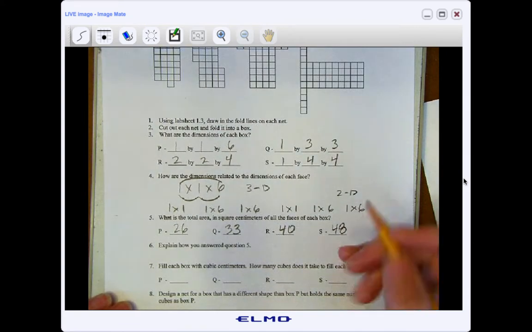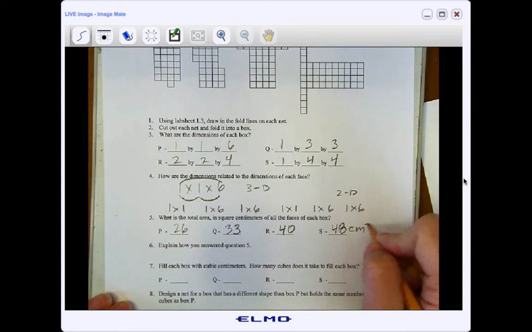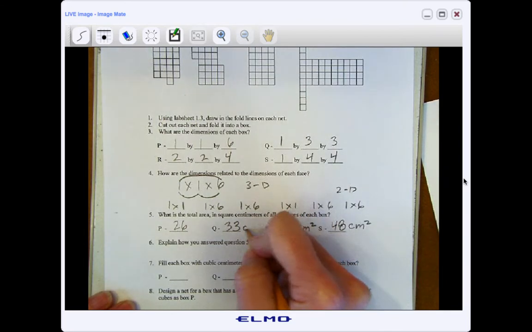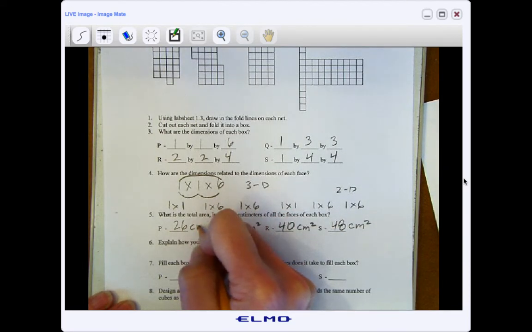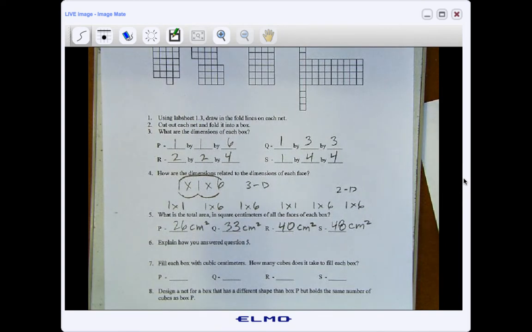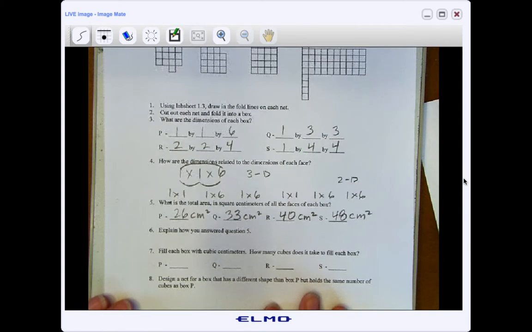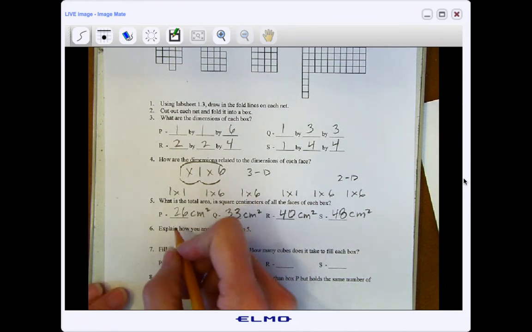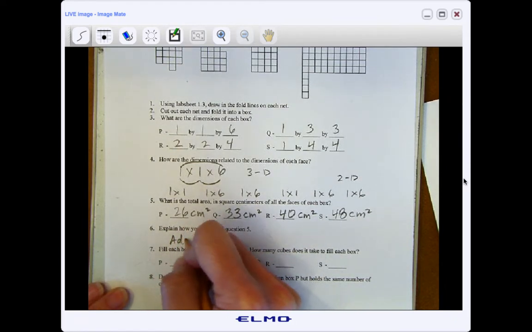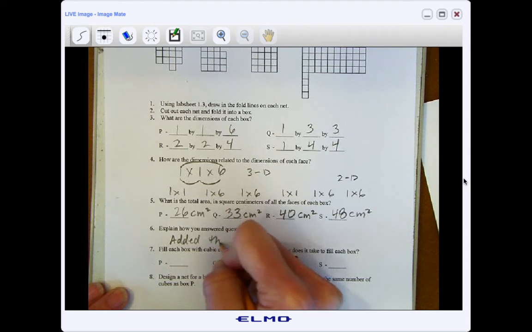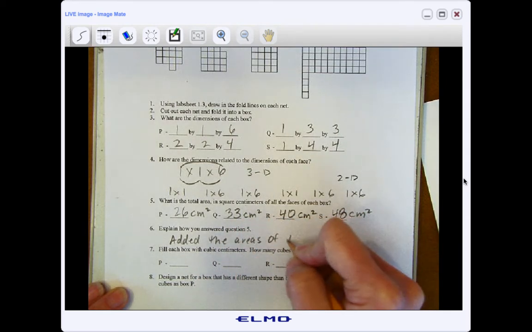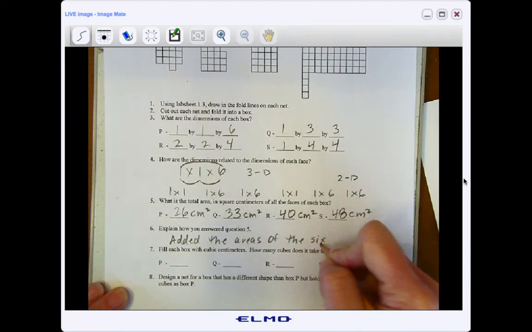All right, so what unit should I put on these? These should be centimeters squared. I'm trying to figure out how many square centimeters I would need to build my box, okay? All right, so how do we do this? Hopefully you didn't just count each block, but you added the areas of the 6 faces.